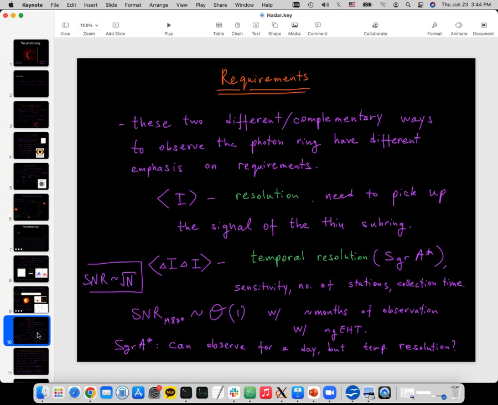I mean, that's the light crossing time. And for M87, we're talking about several hours, so that's not really a problem. And I should start finishing.